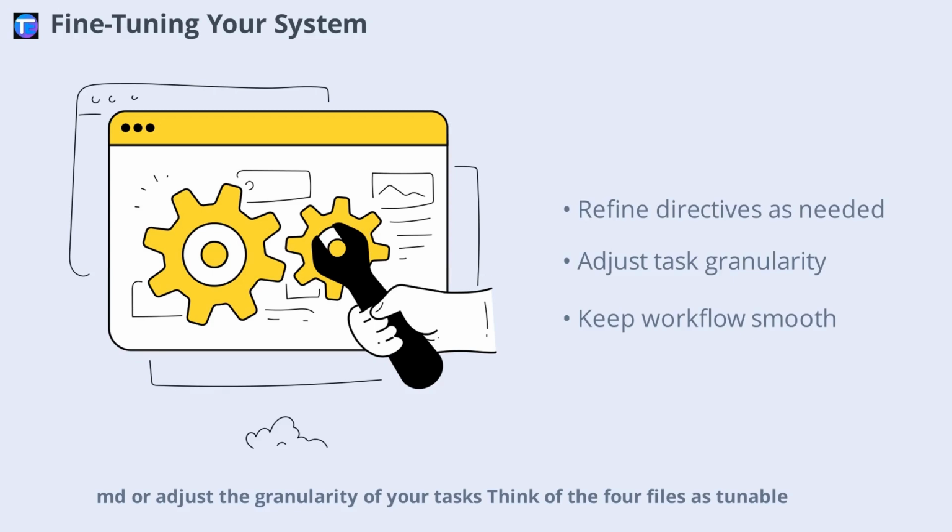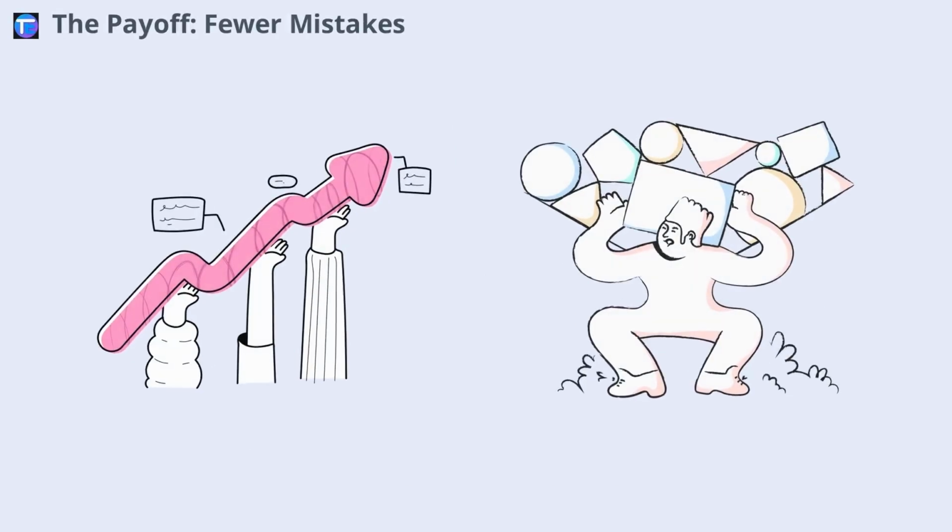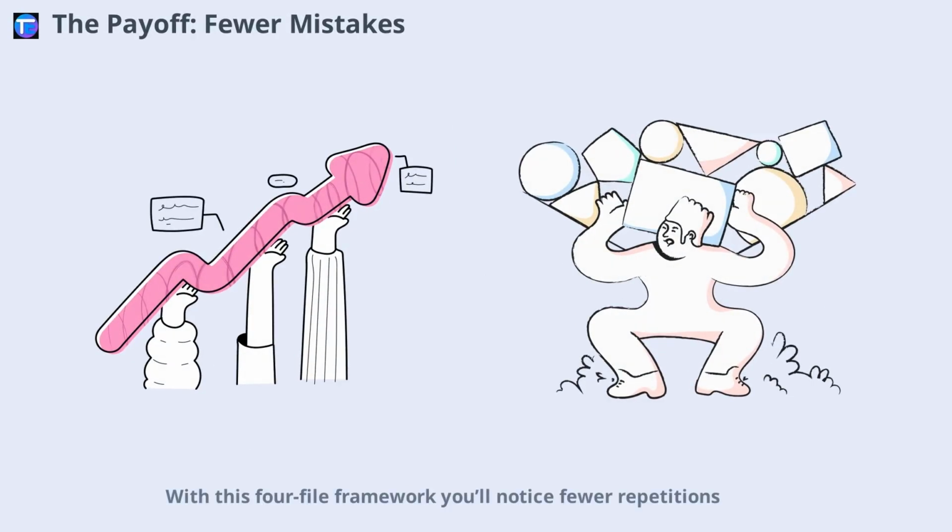Think of the 4 files as tunable levers. Clarity in one compensates for ambiguity in another. Regularly review and refine your files to keep your workflow smooth and error-free. With this 4-file framework, you'll notice fewer repetitions, fewer hallucinated rewrites, and cleaner code diffs. Your development cadence becomes calmer and more predictable.